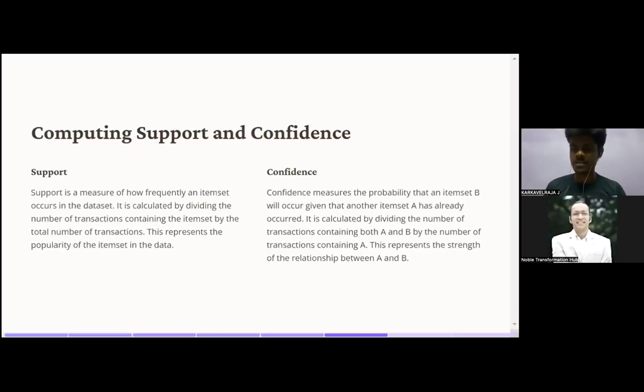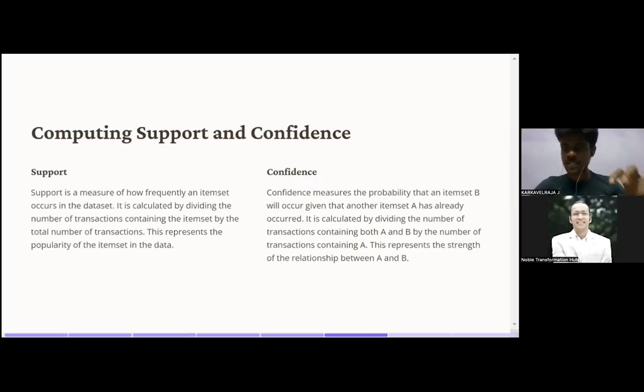What is confidence? Simple. We have two different items: one is milk, another one is biscuit. We need to find how many transactions have both milk and biscuit, divided by the transactions that have milk. That is called the relationship between milk and biscuit. This is what is called confidence. We need to find a relationship between two different items or multiple items. That is called confidence. Hope you guys have understood.